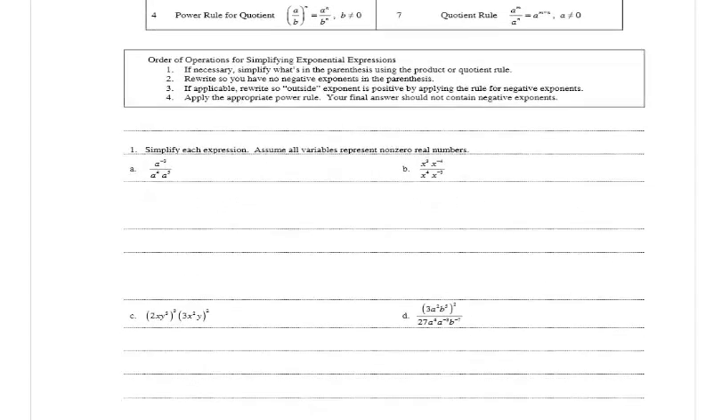So we have order of operations for simplifying exponential expressions. 1, if necessary, simplify what's in the parentheses using the product or the quotient rule. 2, rewrite so you have no negative exponents in the parentheses. 3, if applicable, rewrite so outside exponent is positive by applying the rule for negative exponents. And 4, apply the appropriate power rule. Your final answer should not contain negative exponents.